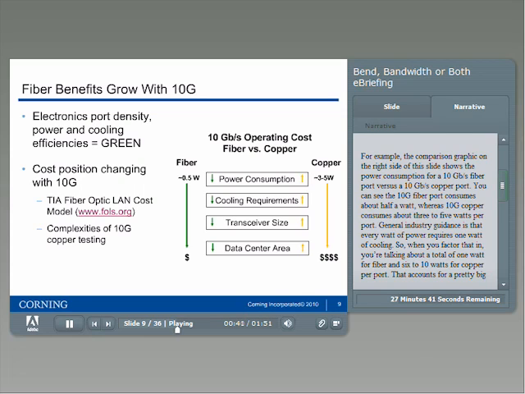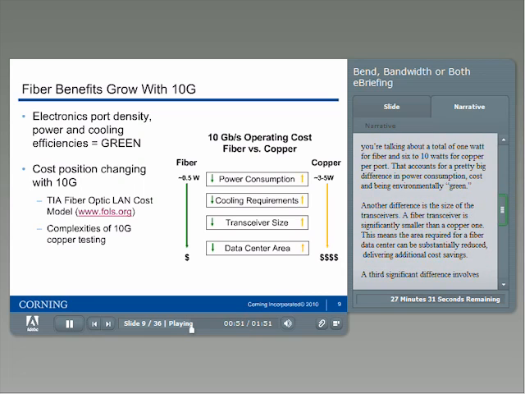General industry guidance is that every watt of power requires 1 watt of cooling. So when you factor that in, you're talking about a total of 1 watt for fiber and 6 to 10 watts for copper per port. That accounts for a pretty big difference in power consumption, cost, and being environmentally green.